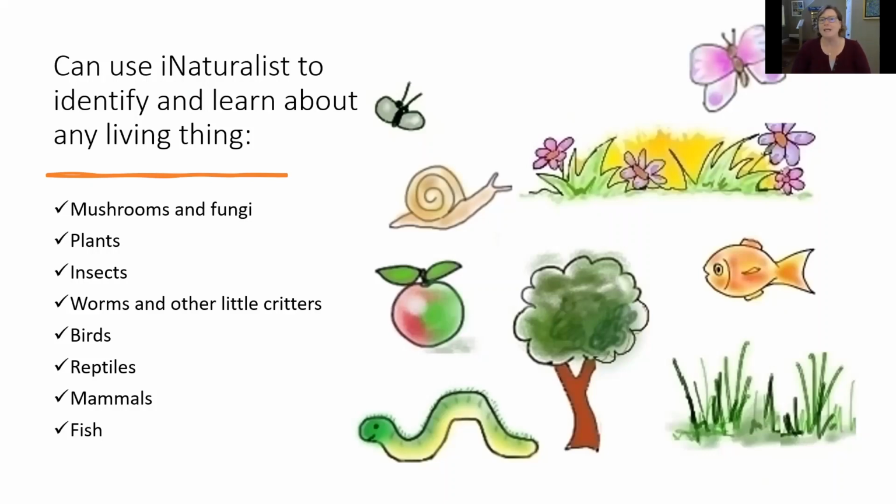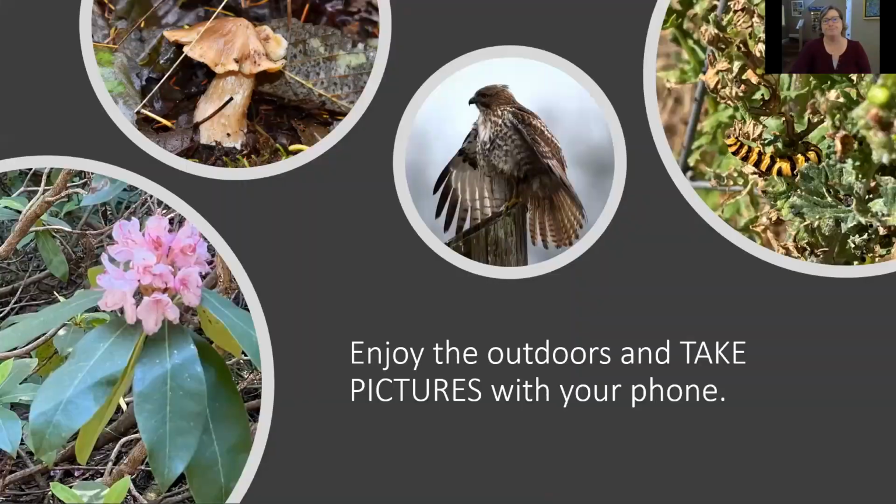Okay, so you can do any living thing. That means any insect, any bug, any moss, any goo, any grass, any large animal, anything. Anything that's living, you should be able to identify with iNaturalist. So get outside and take pictures. Now you take awesome pictures all the time, Mom. So just take good pictures as best you can.